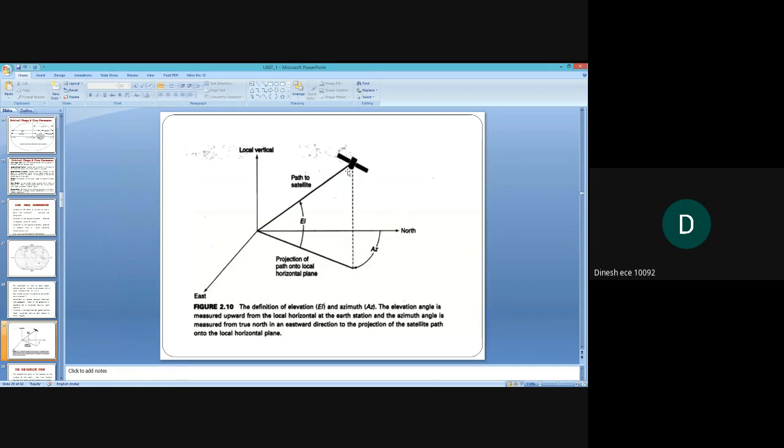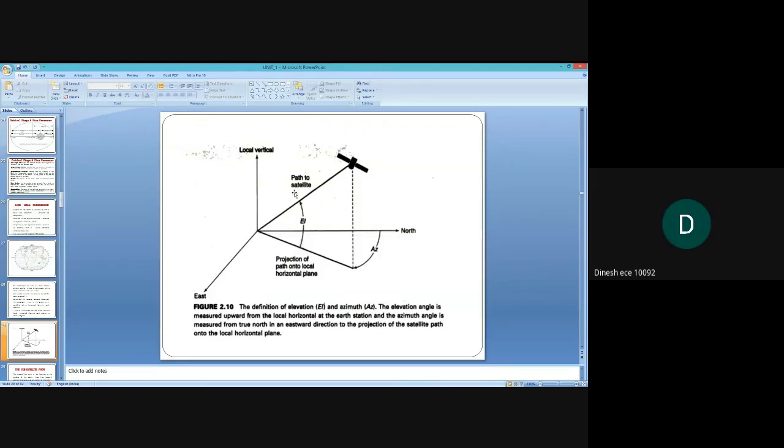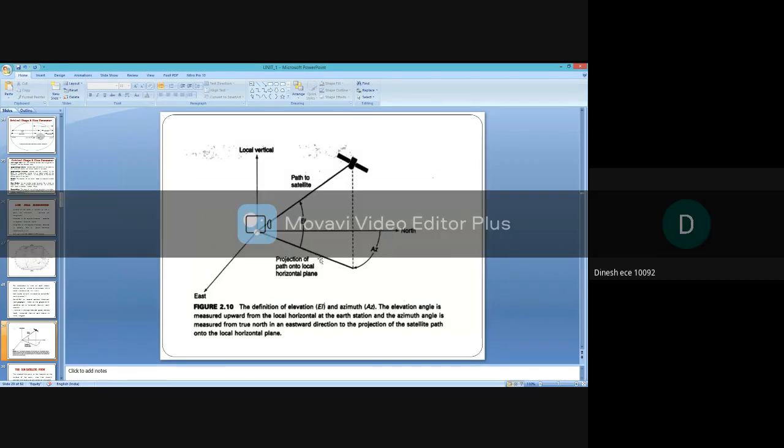So the satellite is placed in space. This point, the center, is the local vertical, which is projecting towards the north. I keep an antenna here at this point projecting towards the north. The path to the satellite is measured from the antenna to the satellite, and the projection of the path onto the local horizontal plane gives EL.